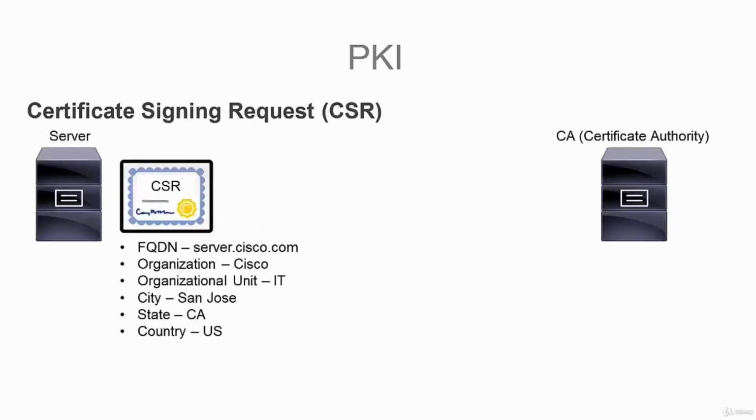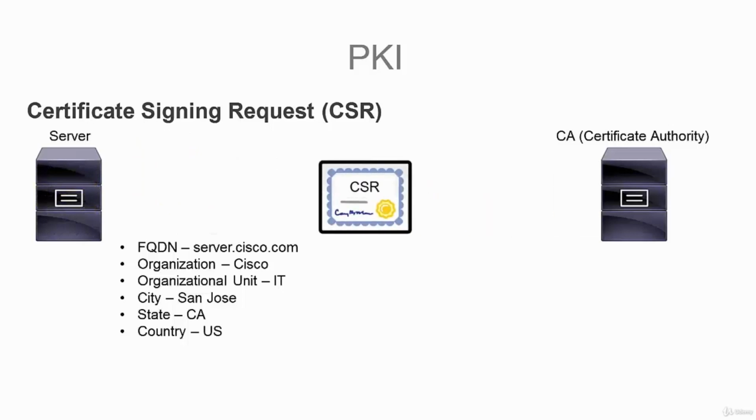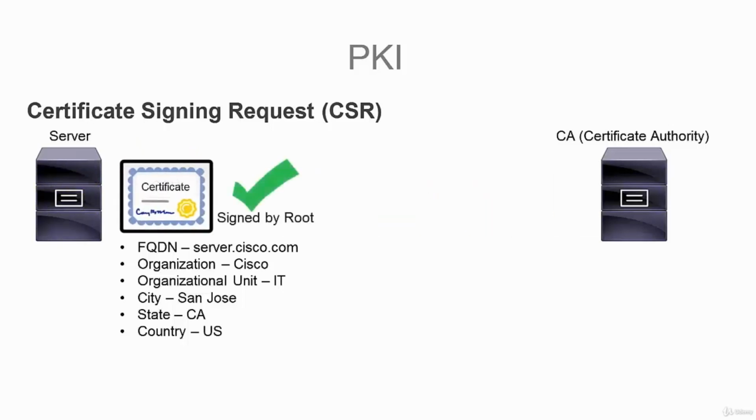To retrieve a signed certificate from a certificate authority, network devices can manually generate certificate signing requests. Certificate signing requests contain information about the network device, like a FQDN, which stands for Fully Qualified Domain Name. The CSR will also contain detailed information about the organization that owns the certificate. When a CSR is generated, a public and private key pair are created. Once the CSR is generated, it can be submitted to the certificate authority to be signed. Once the network device receives the signed certificate, it can be installed.